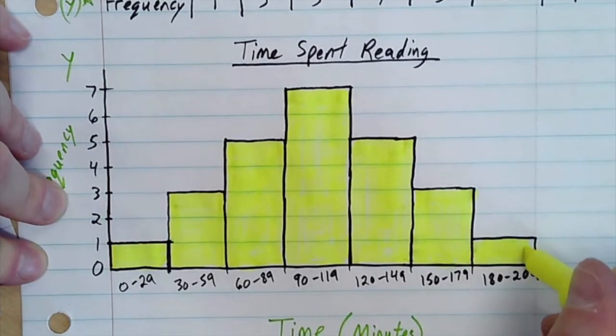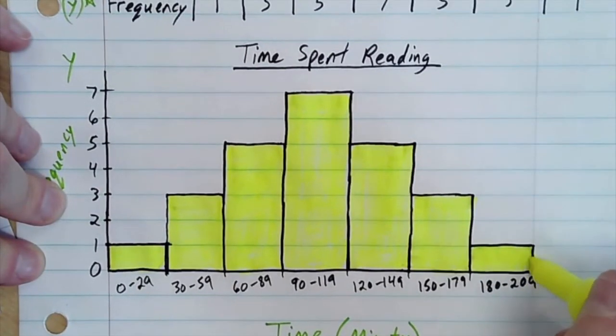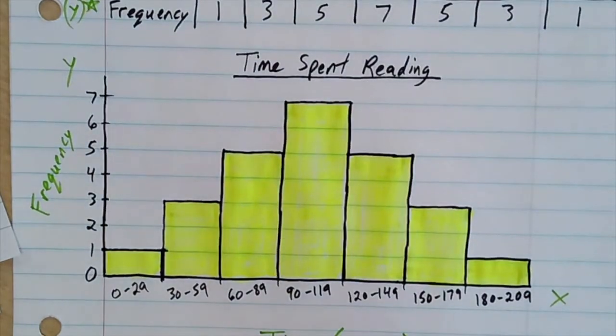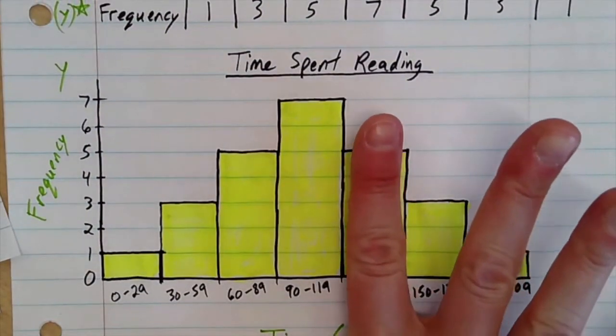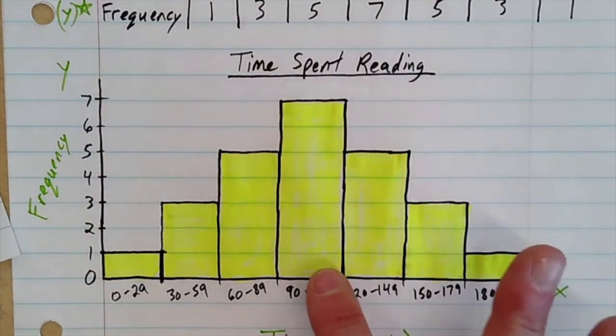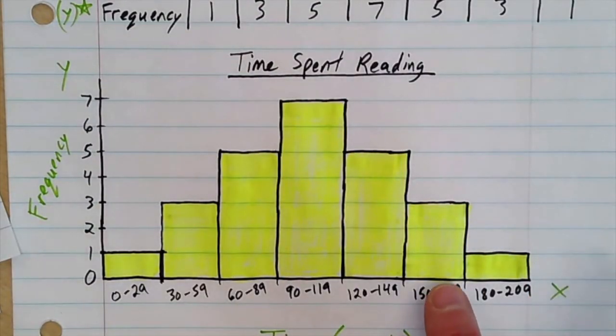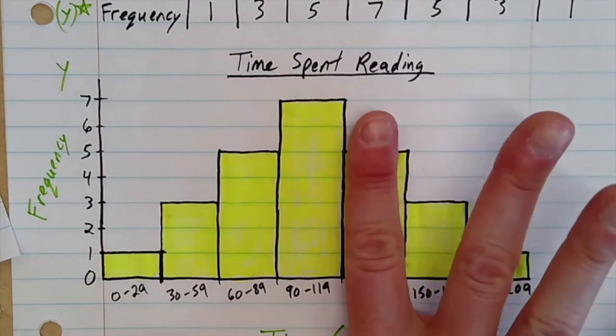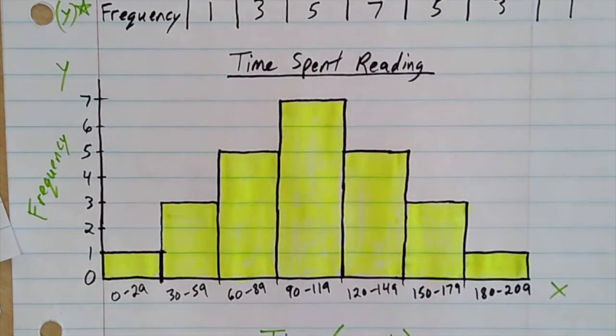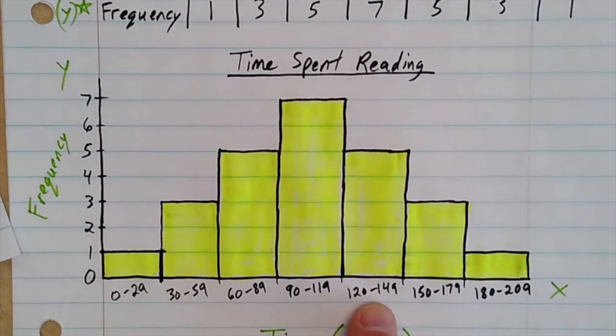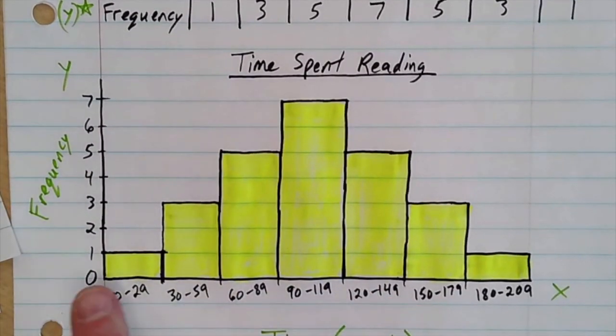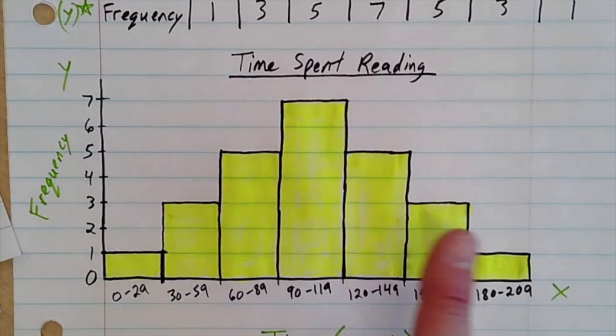No gaps between them. Now, what if nobody read between 120 and 149? Then this would just be blank. This bar would come up, then it would look like there's a gap here, and then this one would go to 3. So there is a chance there could be a gap if nobody reads in that amount of time. But no gaps means that all the bars are touching.